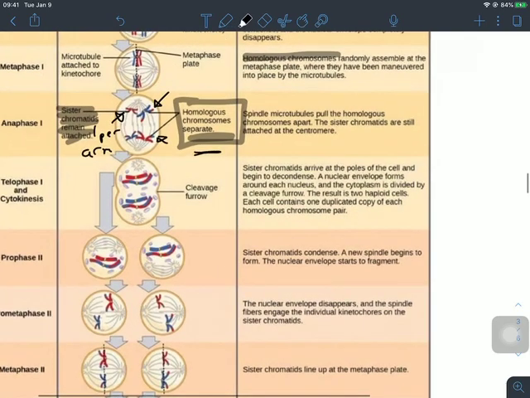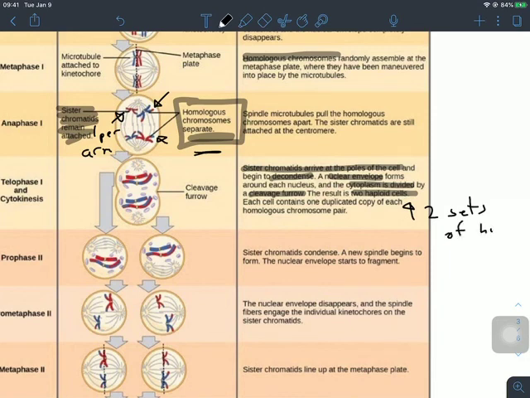Now, in telophase and cytokinesis, telophase 1, the sister chromatids arrive at the opposite poles, they start to decondense, the nuclear envelope forms back, the cytoplasm is divided in a cleavage furrow, resulting in 2 kind of haploid cells. Even though those haploid cells have 2 sets of haploid DNA.